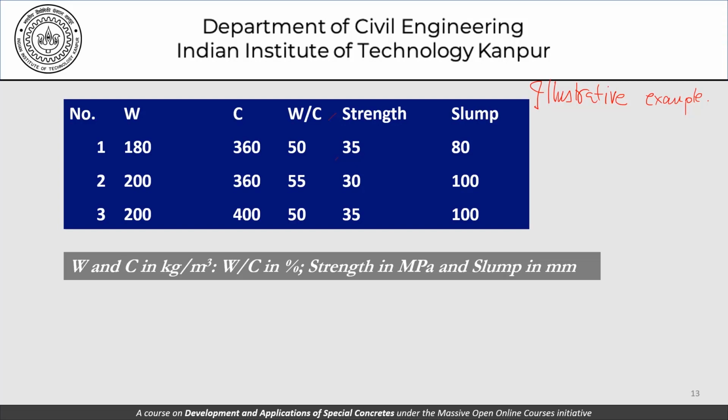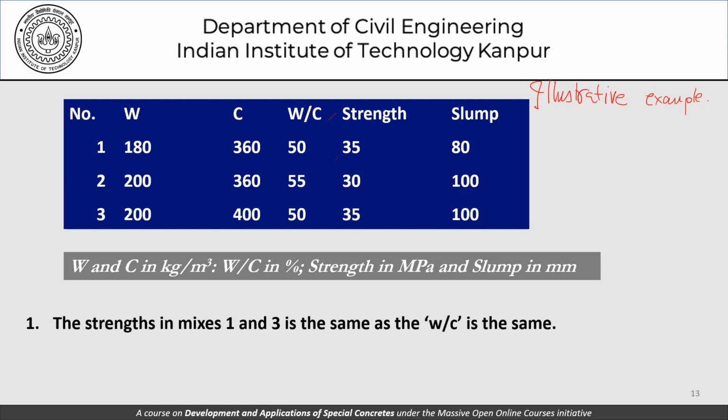strength is in MPa and slump is in mm. Now if this is what we have, then my argument or the model that I'm trying to explain to you would say that the strength in mixes 1 and 3 is the same as the water cement ratio is the same. So here we have 180, 200, we had 360, we have 400. The water cement ratio in both these cases is 50%. Therefore, the strength is the same.